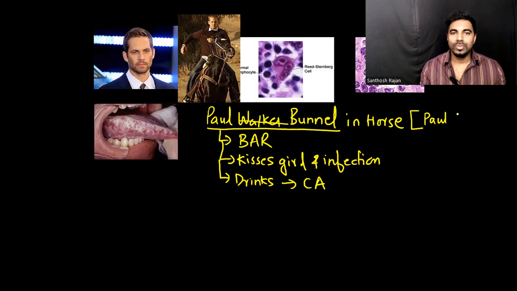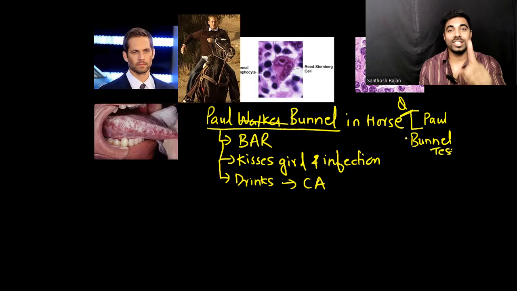Paul Bunnell is the specific test. If you remember, this is the heterophile antibody test that is specific for Epstein-Barr virus, because in CMV also you have infectious mononucleosis, but the Paul Bunnell test will be negative. The heterophile test is negative, and only in Epstein-Barr virus, that's infectious mononucleosis, will you have it positive. So the Paul Bunnell test, a question can be asked this time. You should be ready.